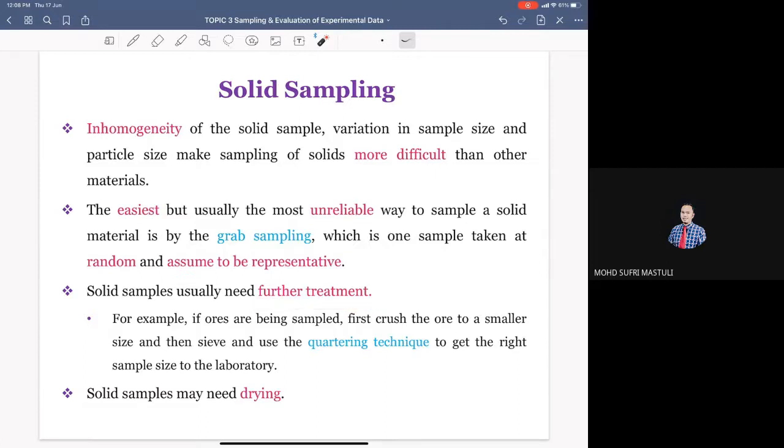So for example, if we have ore that is being sampled, the ore has to be crushed into a smaller size, and then we sieve it, and then we use the quartering technique. This is a very important technique for solid sampling. This quartering technique is a technique to get the right sample to the laboratory. And maybe the solid sample that we collect from the population has to be dried.